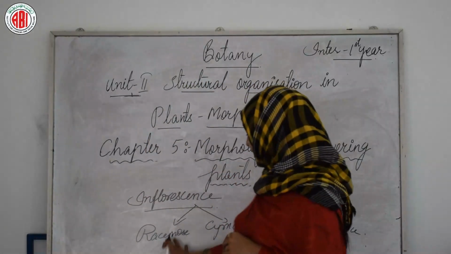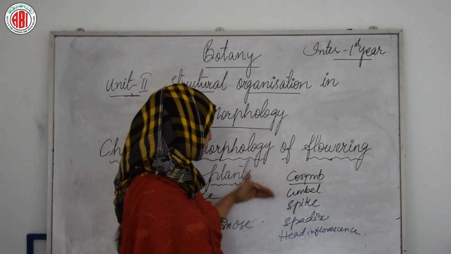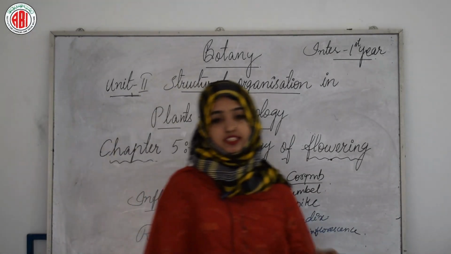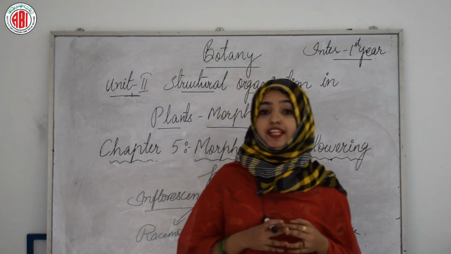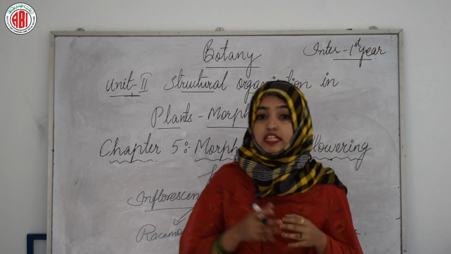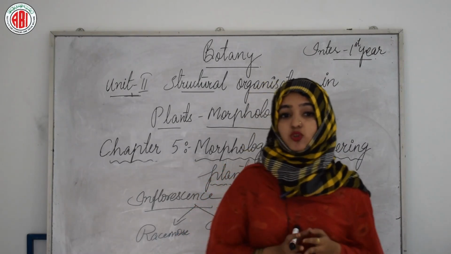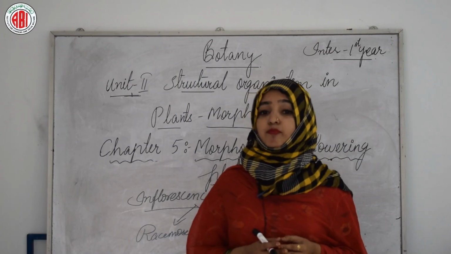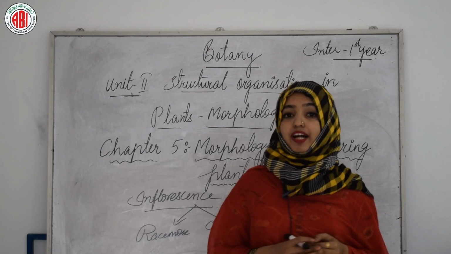So that was all about the racemose inflorescence, that can be again classified into corymb, umbel, spike, spadix and head inflorescences. And now is the time for the cymose type of inflorescence. Here the main axis terminates into a flower, hence it shows limited growth, because the main axis itself is forming a flower. That is the reason it is showing limited growth. And the flowers are borne in a basipetal order, either on a branched or unbranched peduncle.